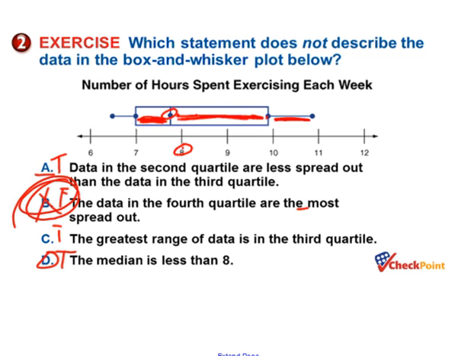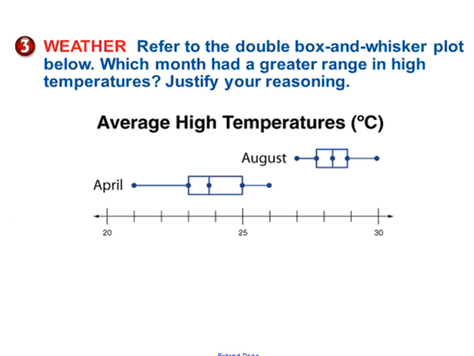Refer to the double box and whisker plot below. Which month had the greatest range in high temperatures? Justify your answer. Well, if I look at this, this is 25. So this is 26, 27, 28, 29, and 30. So this range would be from 27 up to 30. So its range would be 30 minus 27, which is 3.